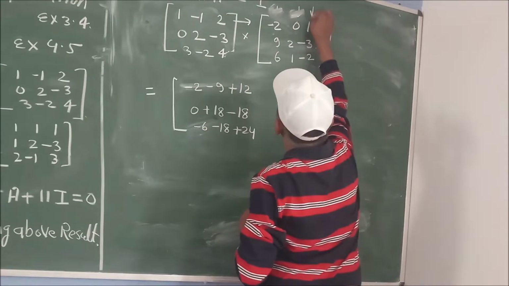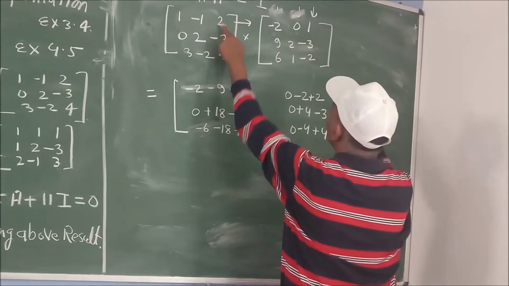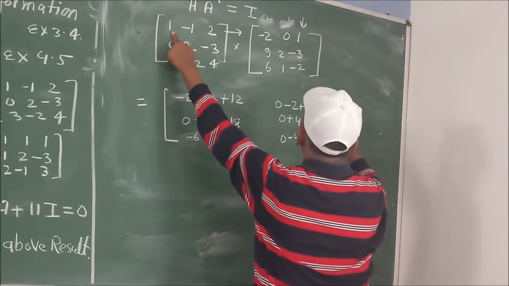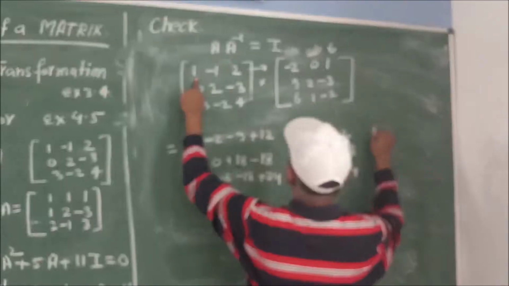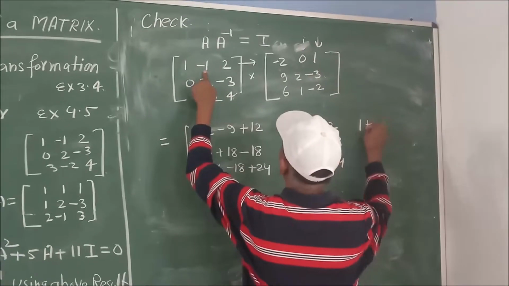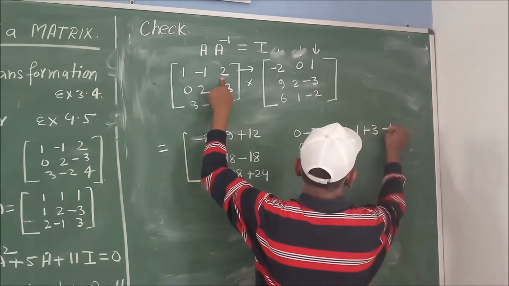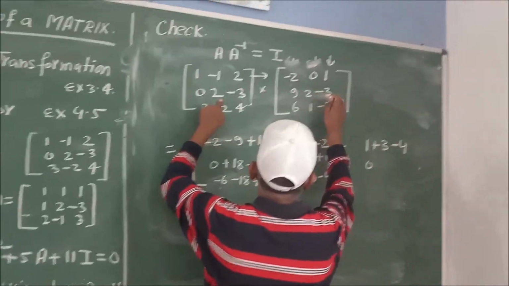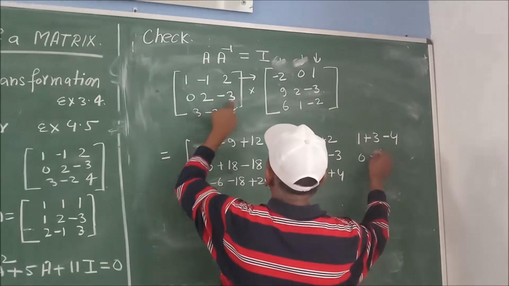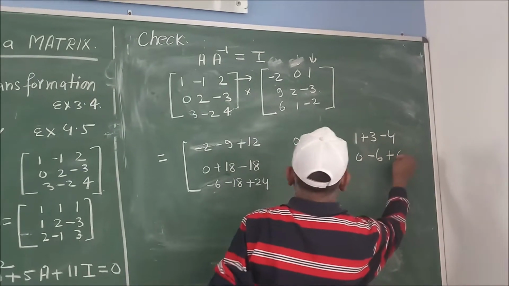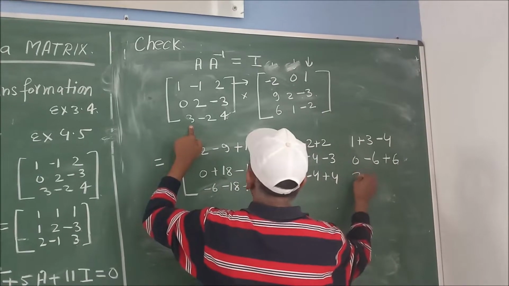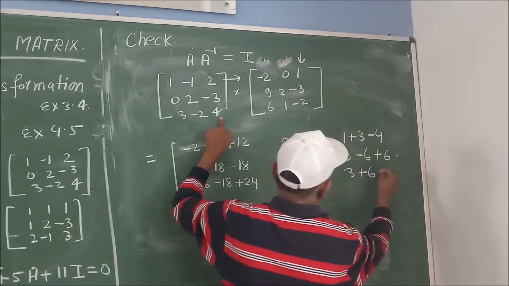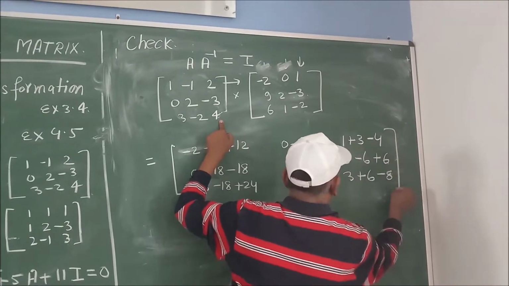And again multiply C3: 2 into 1, 2, minus 3 into 2, 1 into 1, 1 into minus 1, minus 1 into 3, plus 3, and 2 into minus 2, minus 4. 0 into 1, 0, 2 into 2, 2 into minus 3, minus 6, and minus 3 into minus 2, plus 6. Again 3 into 1, 3, minus 2 into plus 2, plus 6, and 4 into minus 2, minus 8. And solving, see what happens.